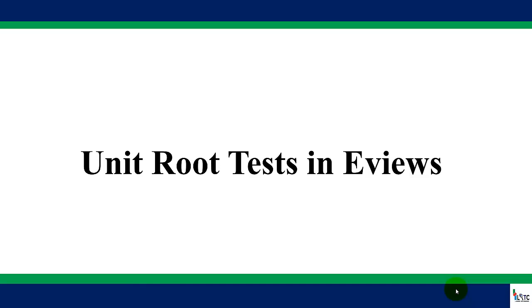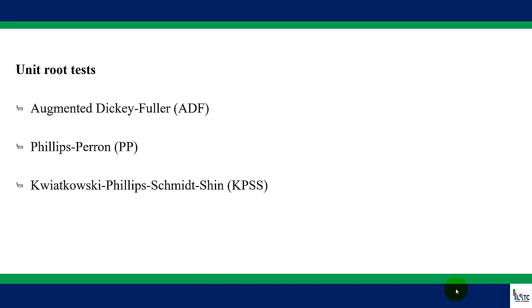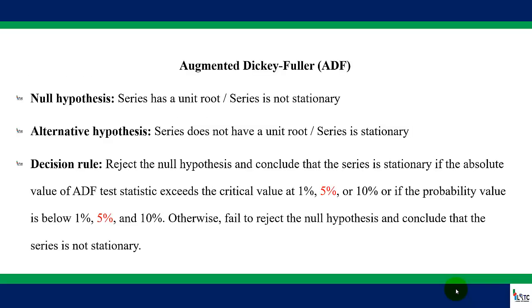In this video, I will show you how to perform unit root tests in Eviews. These are the three unit root tests that we are going to look at. The first one is the Augmented Dickey-Fuller test, which is commonly referred to as ADF. The second one is the Phillips-Perron test, also known as PP. And the third one is the Kwiatkowski-Phillips-Schmidt-Shin test, which is popularly known as KPSS.